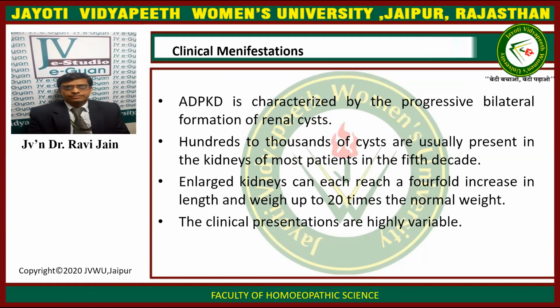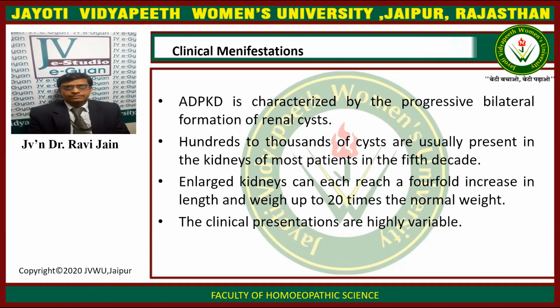ADPKD, autosomal dominant polycystic kidney disease, is characterized by progressive bilateral formation of renal cysts, which we have just seen in the X-ray in the previous slide. Multiple cysts are formed in both of the kidneys. Hundreds and thousands of cysts are usually present in the kidneys, and most of the patients usually present in the fifth decade.